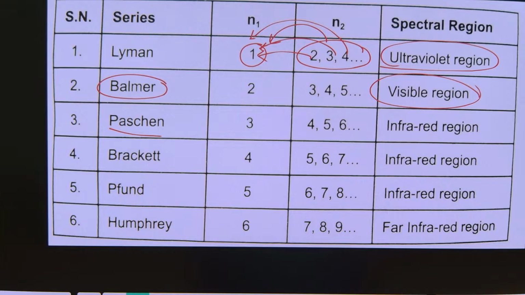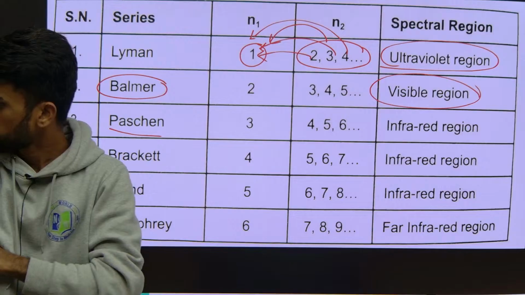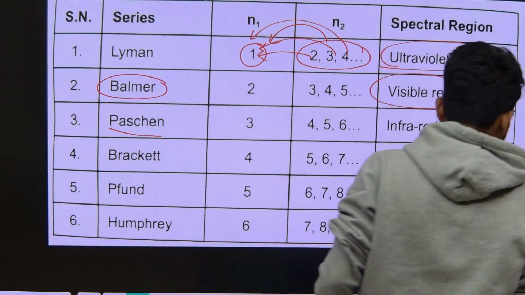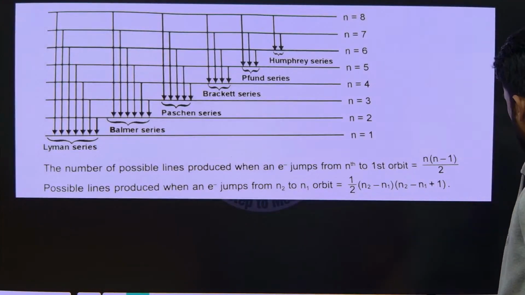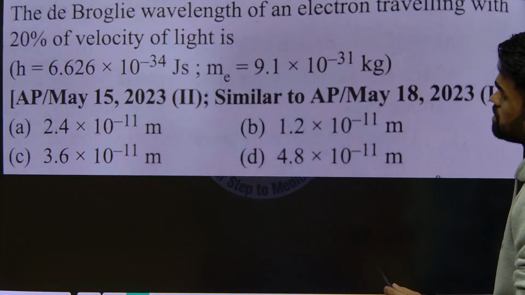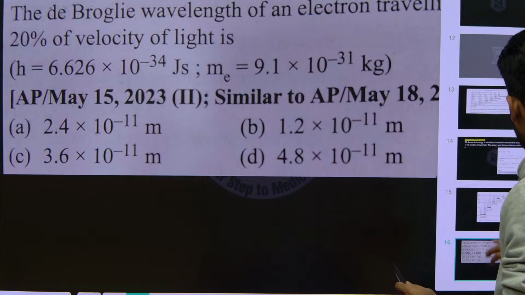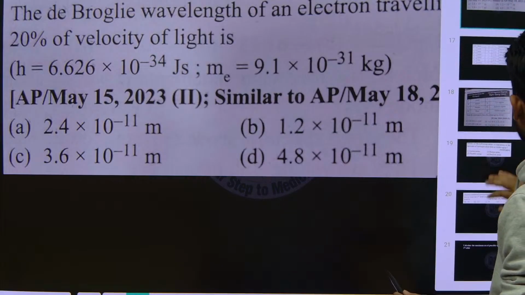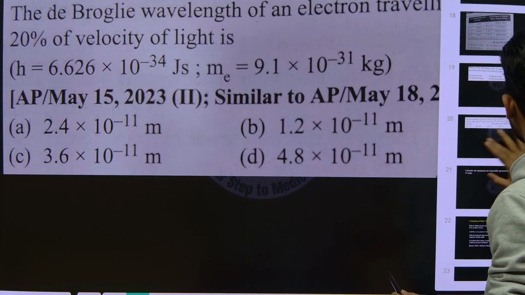Yeah, so anyone in the chat box? Yeah, let's discuss a few questions here. All this discussion was done in the last class. This is about the de Broglie wave equation. Before going to that, let me ask you one or two questions related to the spectral lines.